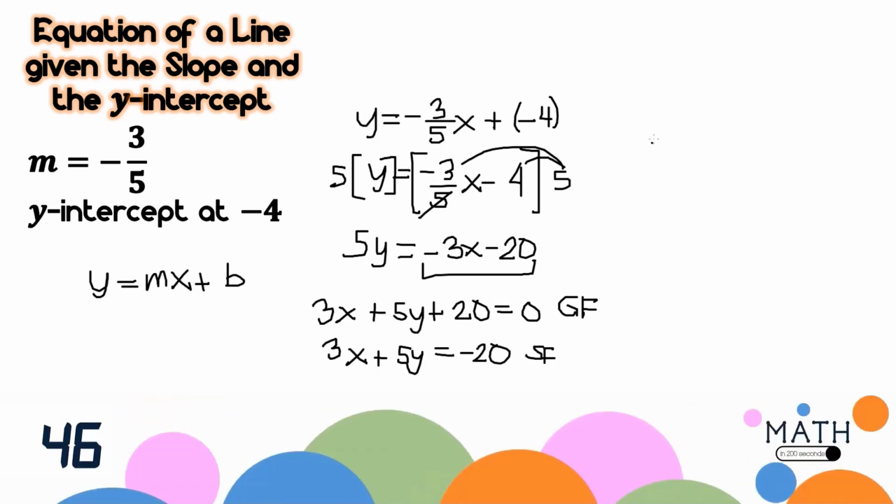The y-intercept could also be a point with x being equal to 0. This is because the y-intercept is a point on the Cartesian plane where x is 0. So using this, substitute that in our general form, this should be satisfied. You have 3 times 0 plus 5 times negative 4. You will have here plus 20.